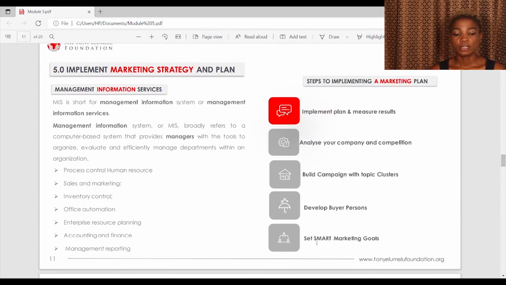It means specific, measurable, attainable, what's the third one? Realistic and timing.